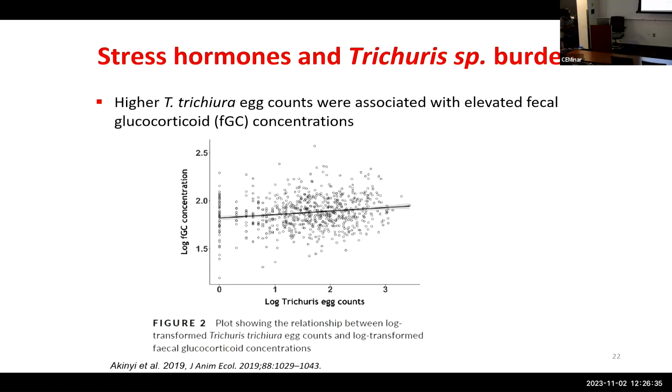For the glucocorticoids, we will not claim causality, but when we put models together, we see that for glucocorticoids versus T. trichiura egg counts, there's some kind of positive correlation. And this could possibly mean the energetic costs that the hosts are using to fight off infections are extremely high.